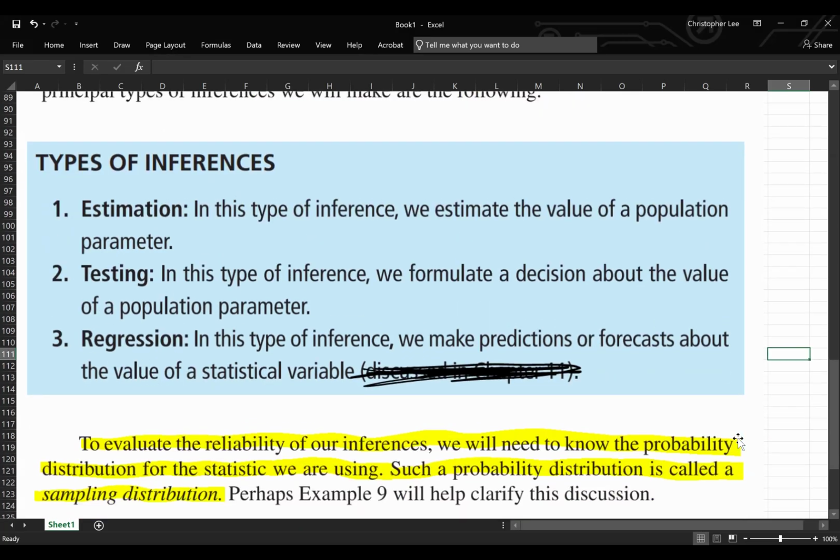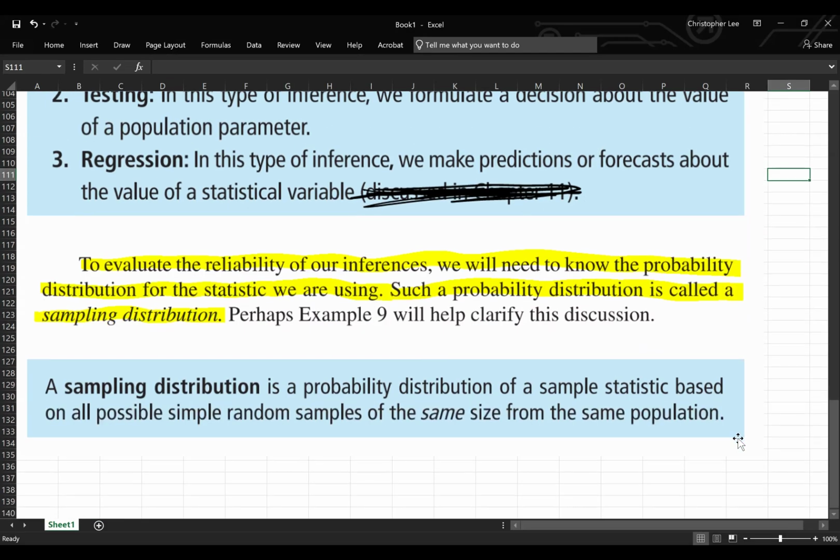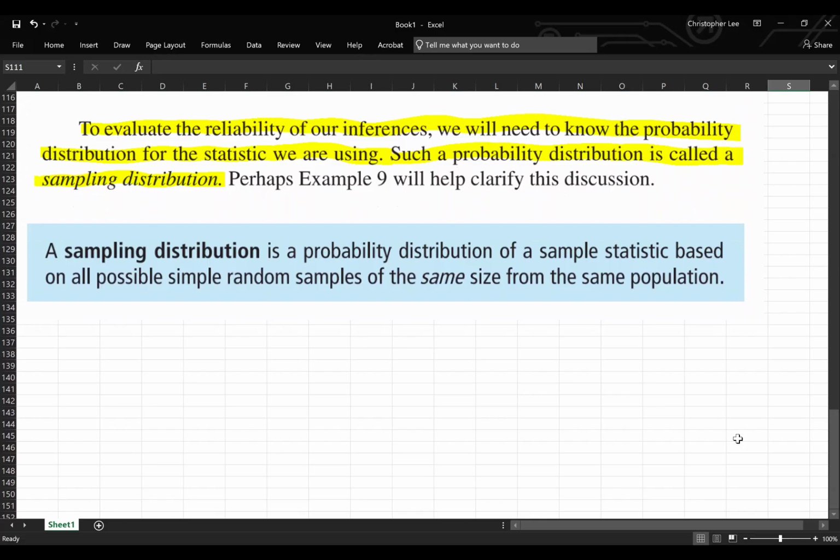Okay? So to evaluate the reliability of our inferences, we will need to know the probability distribution for the statistic we're using. Such a probability distribution is called a sampling distribution, right? So perhaps chapter 9 will clarify this discussion. A sampling distribution is a probability distribution of a sample statistic based on all possible simple random samples of the same size from the same population. All right, let's talk a little bit more about that.